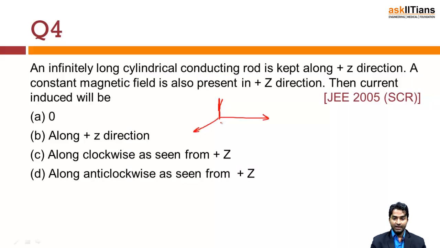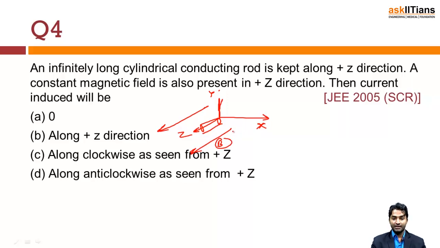So if we consider this rod placed along the z-axis, we can see the diagram like this. Positive z-axis, a constant magnetic field is also present along the z-axis. So the magnetic field is along the z-axis. We need to find the current induced in it.